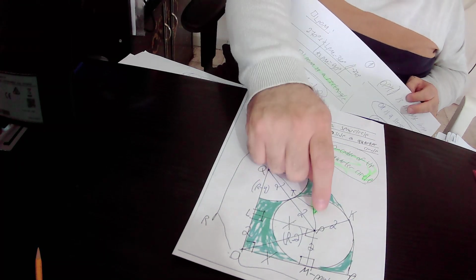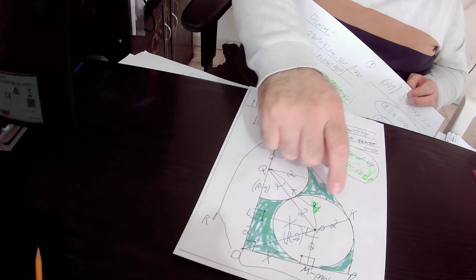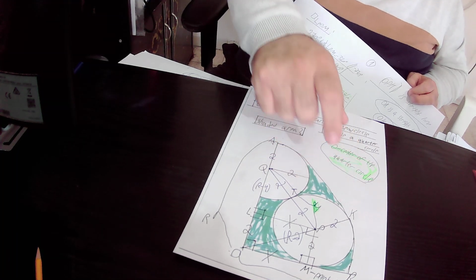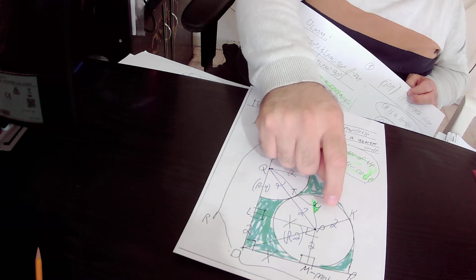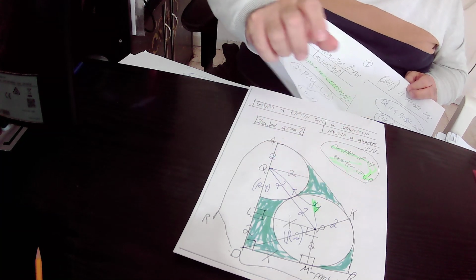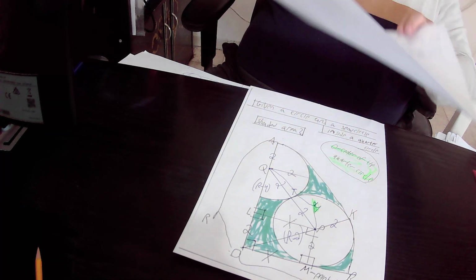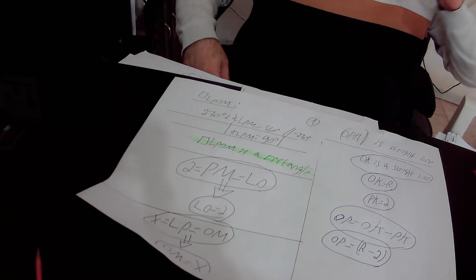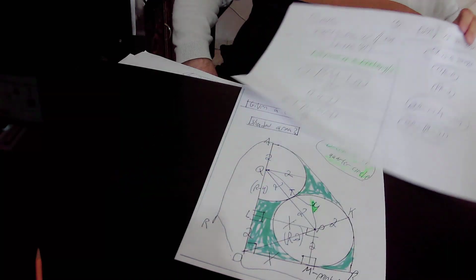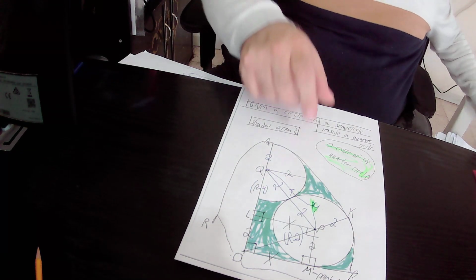Here, point P is the center of the circle. Point K is the point of the circle itself. Therefore, PK is the radius of this circle that is also equal to 2 units. So in conclusion, we found out that OK equals capital R and PK equals 2 units. Then, what is the value of line segment OP?